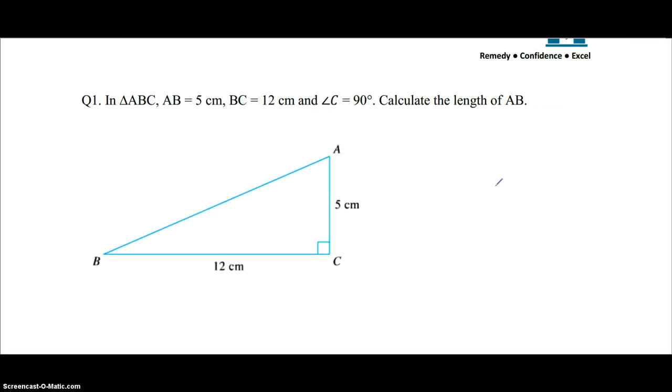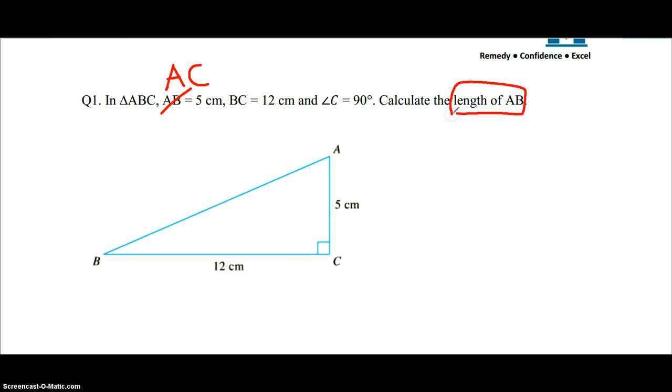This is very fundamental. It really tests the fundamental concept of applying the Pythagoras theorem in this question. Now in triangle ABC, AB is 5 cm. No, sorry, that's a typo. This should be AC. AC is 5 cm, BC is 12 cm, angle C is 90 degrees. Find the length of AB.